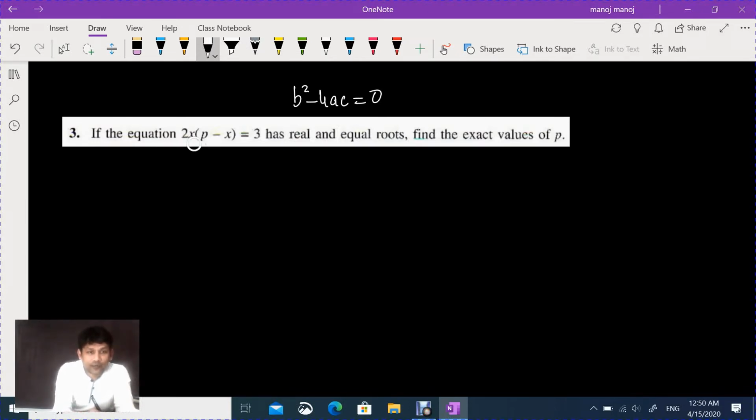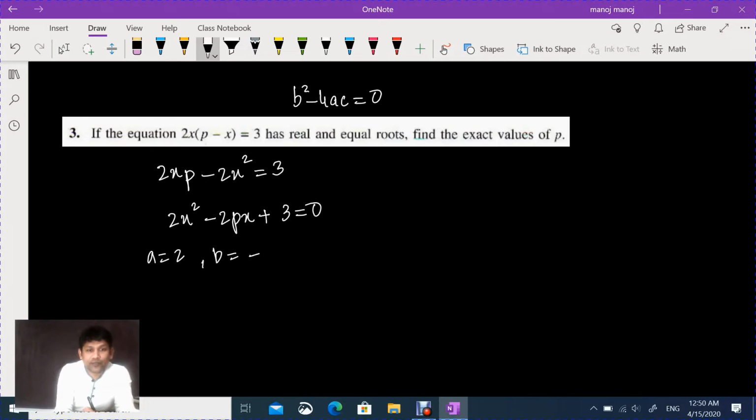Okay, I have to arrange this equation first. What we can do, 2x multiplied by p is 2xp minus 2x square is equals to 3. Your square should be positive. I can shift to the right hand side, so 2x square, this is also right hand side, minus 2px, and plus 3 is already there. Okay, a is 2, b is minus 2p, and c is 3.